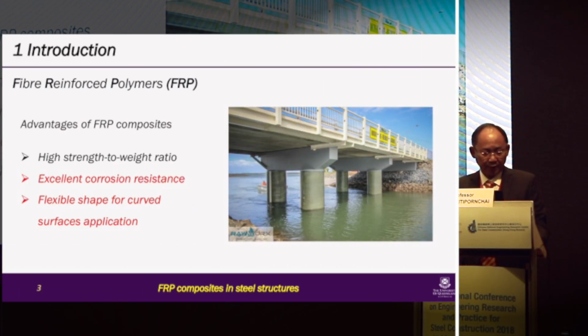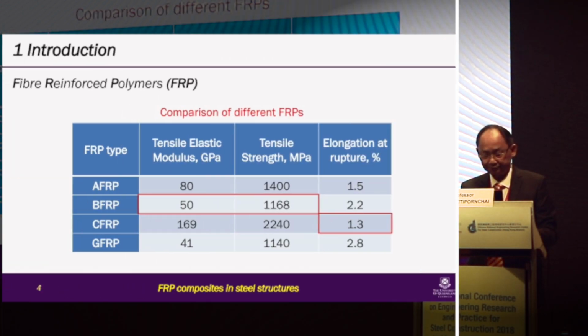FRP also has a very high corrosion resistance and has the flexibility to follow the shape of curved surfaces. For example, for wrapping around this bridge pier in such a marine environment, which will be a problem using steel. FRP has high corrosion resistance and can follow curved surfaces, and therefore is ideal for such an application.